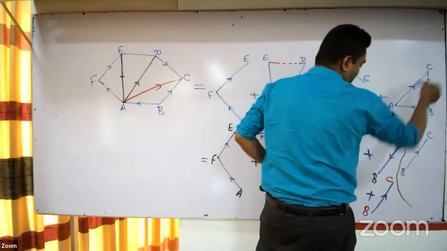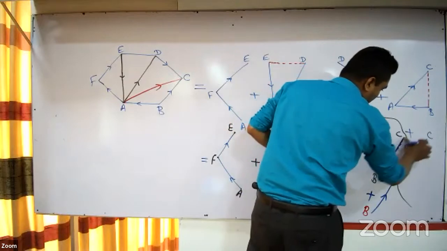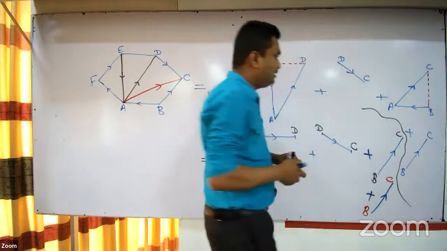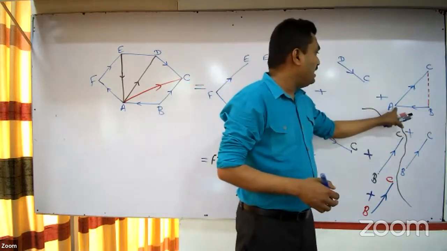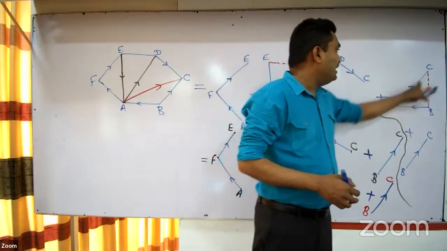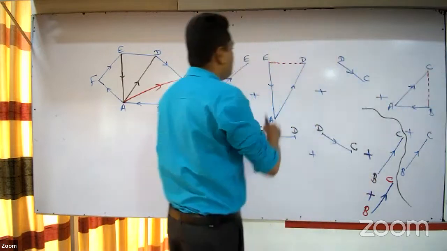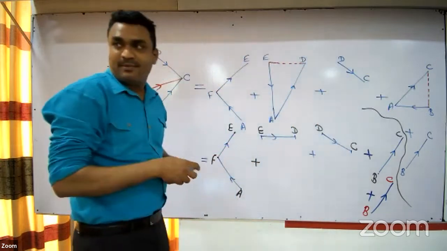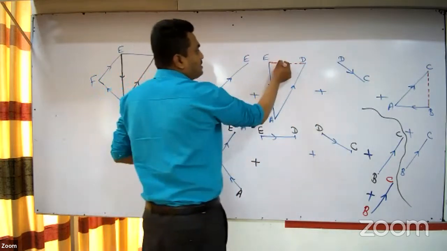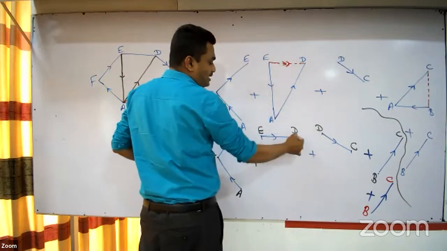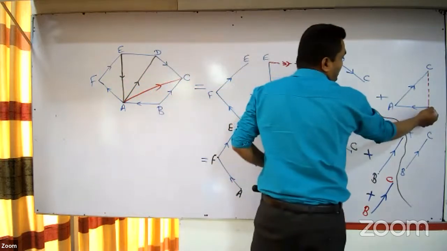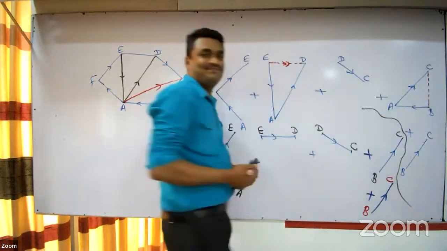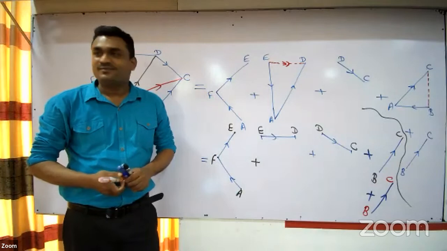BA plus AC means BC. The arrow should be in the other direction. BA plus AC is BC, from starting point to ending point. Am I right? E is the starting point, D is the ending point. Therefore, the vector is ED. B is the starting point, C is the ending point. Therefore, the vector is BC. Okay, dear?